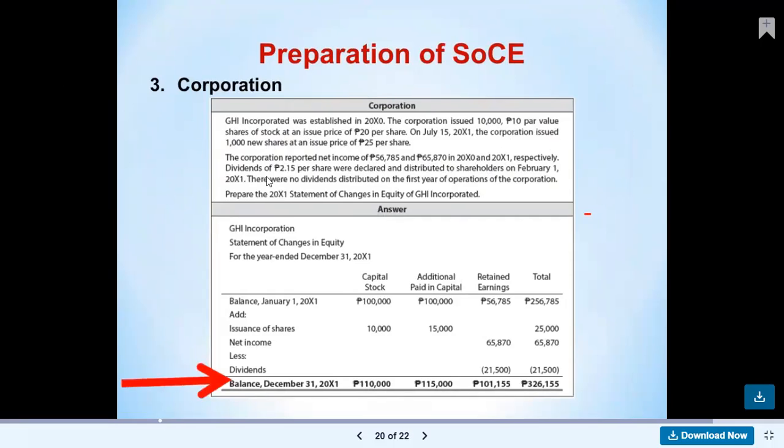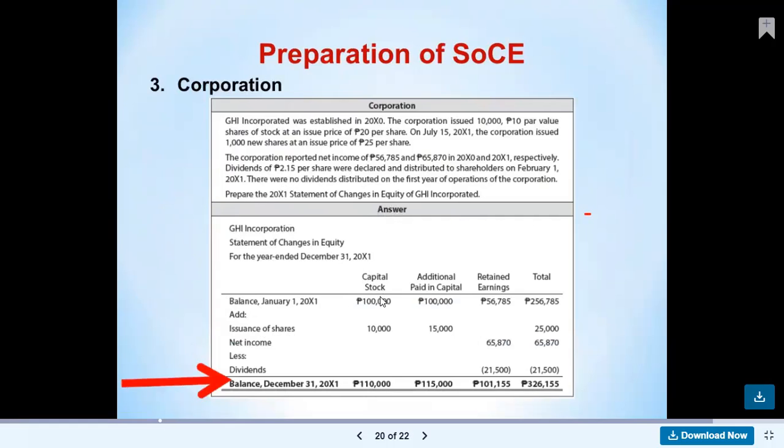Dividends of 2.15 pesos per share were declared and distributed to shareholders on February 1, 2001. So there were no dividends distributed in the first year of operations of the corporation. You are required to prepare the 2001 statement of changes in equity of GHI Incorporated. So the answer here, again, we have the heading GHI Corporation Statement of Changes in Equity for the year ended December 31, 2001.